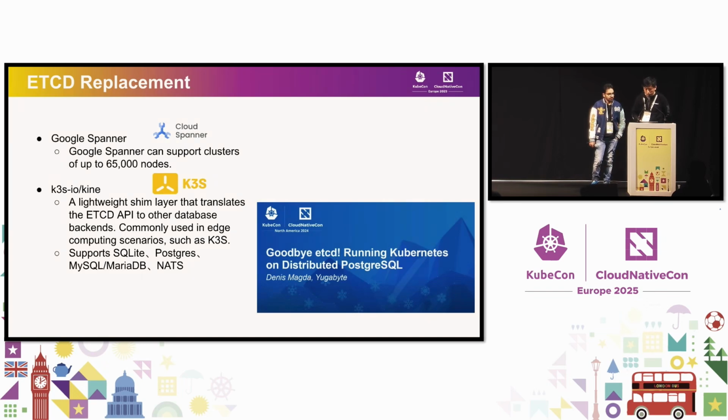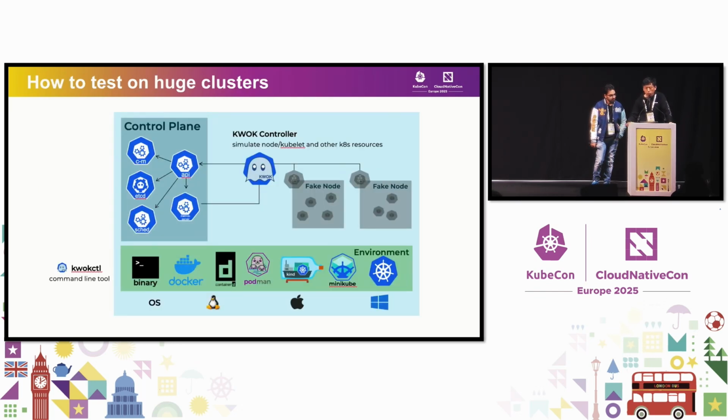And for other solutions like kine, at the last KubeCon North America there was a topic about kine, and this is an interesting topic you can check. But kine is always used in some edge scenarios. So for a large cluster, we need some tests. Before everything, you should test your cluster with huge clusters. But it needs so many resources. So KWOK is a good choice to simulate quite a lot of nodes. This is used in many scenarios.